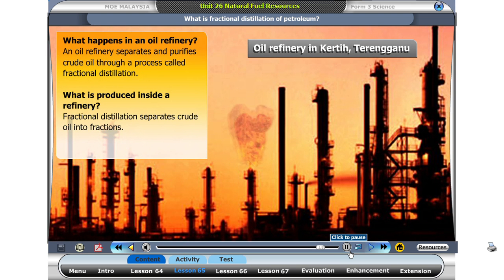What is happening? This is an oil refinery. A refinery separates and purifies crude oil into fractions through a process called fractional distillation. The chimney stack burns unwanted gas or fractions.